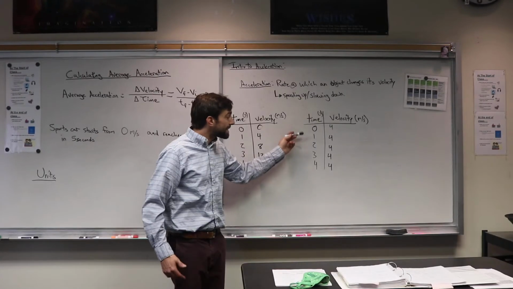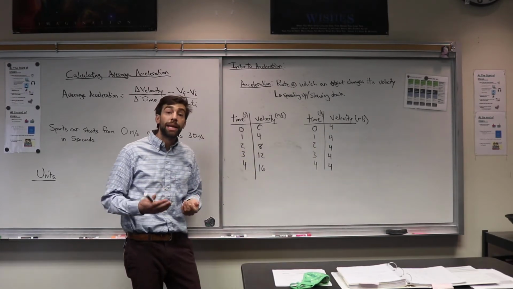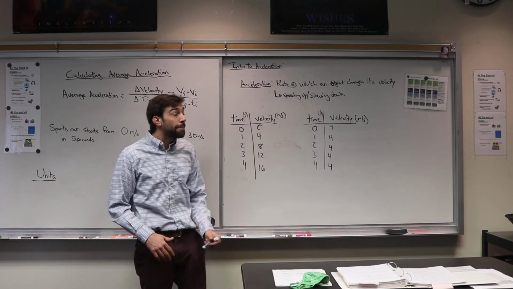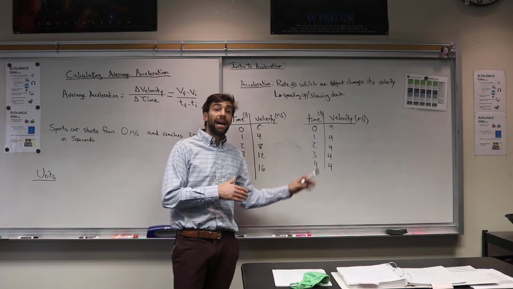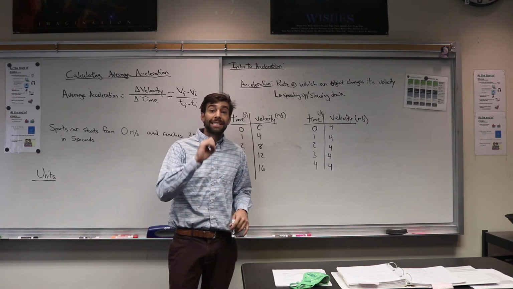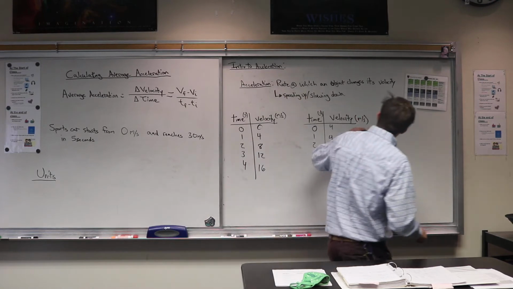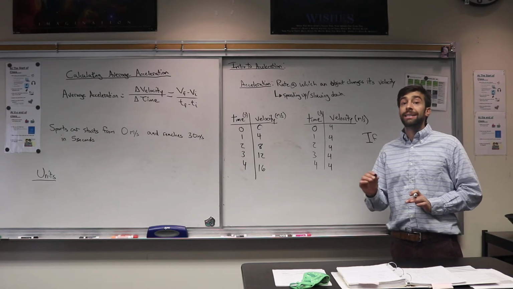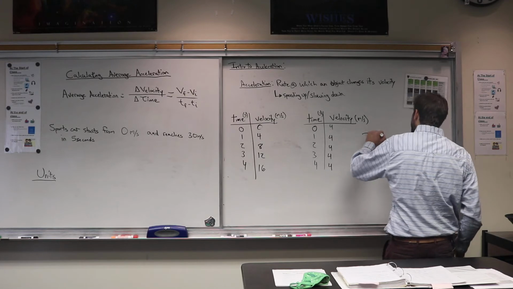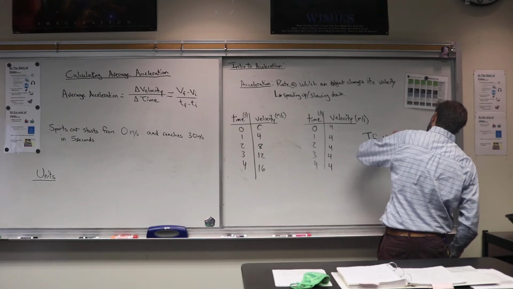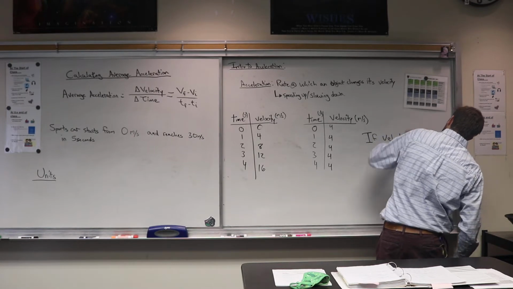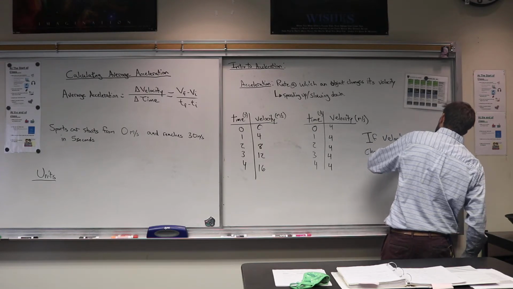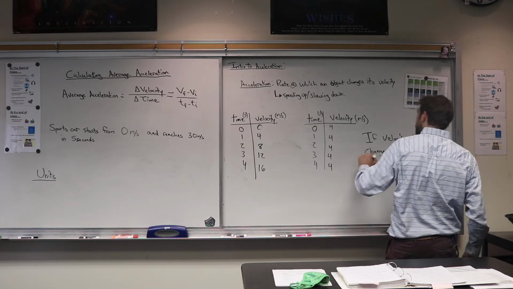In this example, as time goes on, what do we notice is happening to the velocity? Well, if you said it's staying the same, you're absolutely correct. In this example, our velocity is constant. We call this a constant velocity, meaning we have an acceleration of 0. So a key thing: if velocity does not change, acceleration is 0.